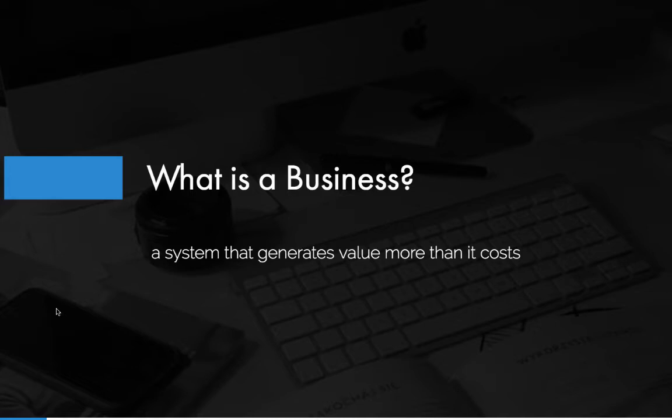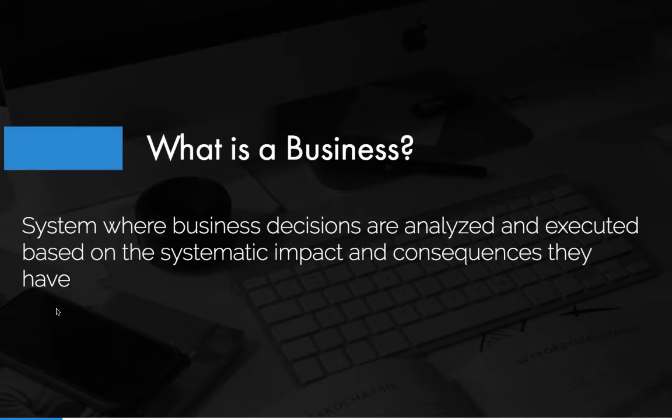So take note that business is not just making decisions on one aspect. It's like making decisions and weighing the consequence of that decision in other aspects. So for an instance, you made a marketing plan. You need to follow that marketing plan into a corresponding operations plan and finance plan. So that is a system for you. So a system, again, is where business decisions are analyzed and executed based on systematic impact and consequences they have.